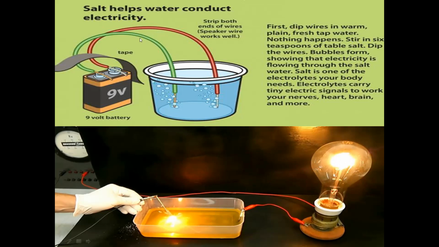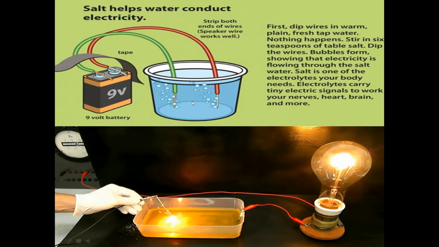Also here we have another experiment. We have taken a 9 volts battery, and we have connected each pole of the battery through a wire to a container with pure water. First of all, we have taken clean water, tap water, and we have connected each pole of the battery with a wire to the container. Initially, when we connected both the poles to the clean water, there was no change at all.